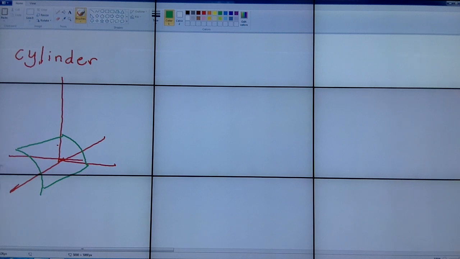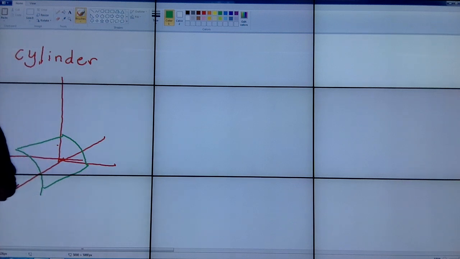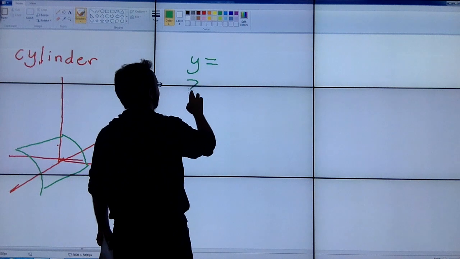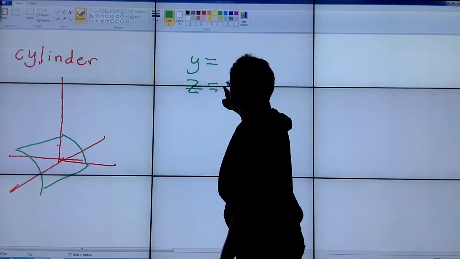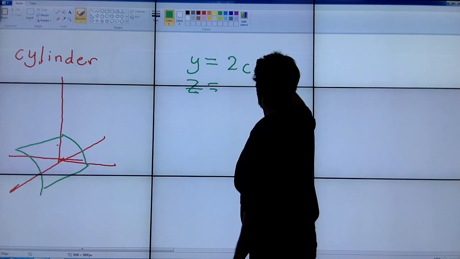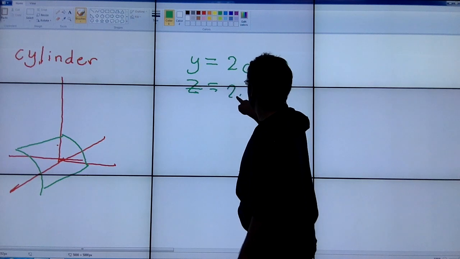Where do we want to be? We want to be on the surface of the cylinder. The cylinder has what radius? The surface of the cylinder has radius 2. So that means y and z are going to be 2 cosine theta and 2 sine theta.